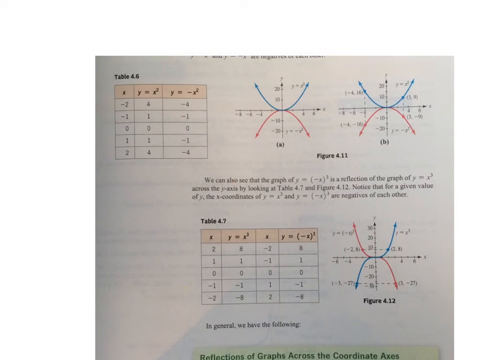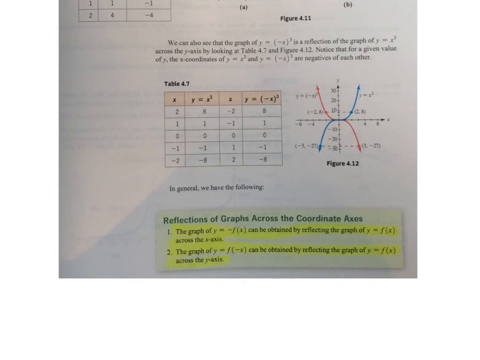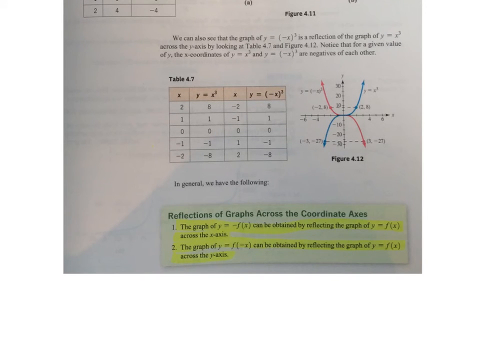Now let me pull this up a little bit. They give you some really important stuff here when it talks about reflections, because you need to know, is it going to reflect across the y-axis like this, or across the x-axis? So the graph of y equals negative f of x can be obtained by reflecting the graph y equals f of x across the x-axis. And the graph of y equals f of negative x can be obtained by reflecting the graph y equals f of x across the y-axis. That is very confusing.